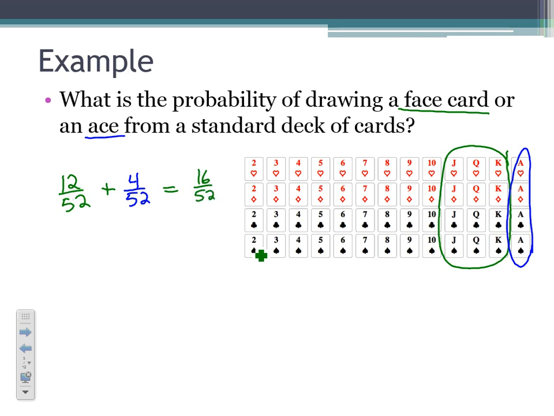Now, as we represent probabilities, there are multiple ways we can do that. One is through a fraction.